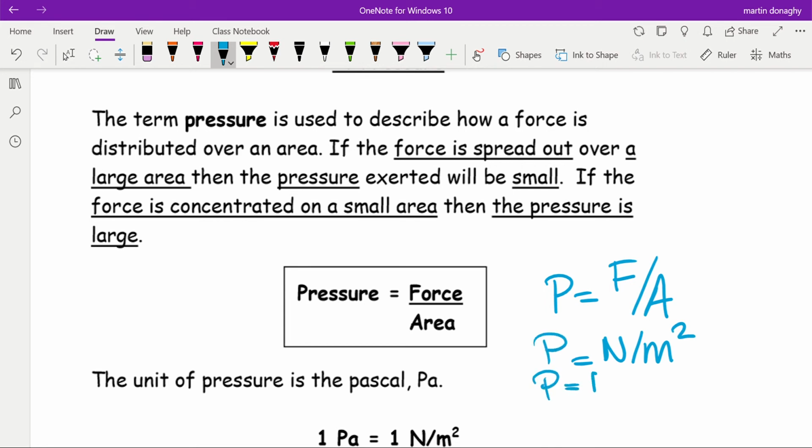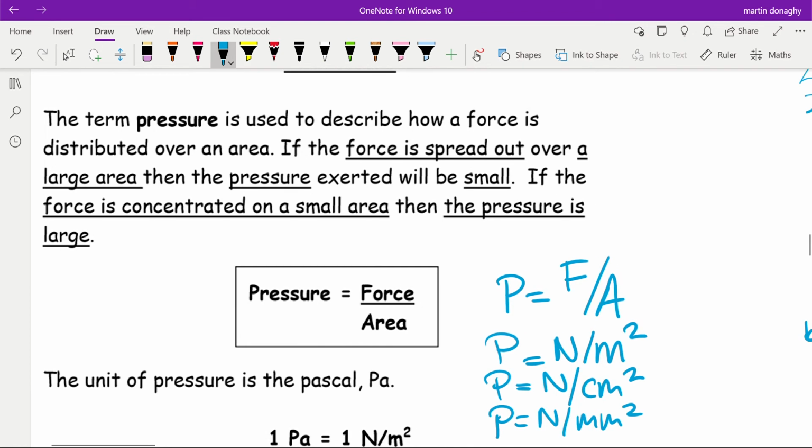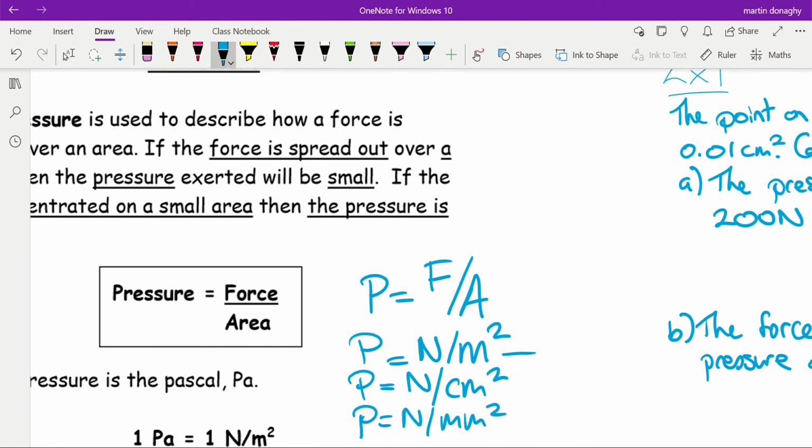However, quite often the area isn't in meters squared, it might be in centimeters squared, or even sometimes millimeters squared. So be careful of those units and always make sure the area is consistent with the unit for pressure. Another way of writing newtons per meter squared is capital P small a, which stands for Pascal. Okay, so Pascal just means newtons per meter squared.